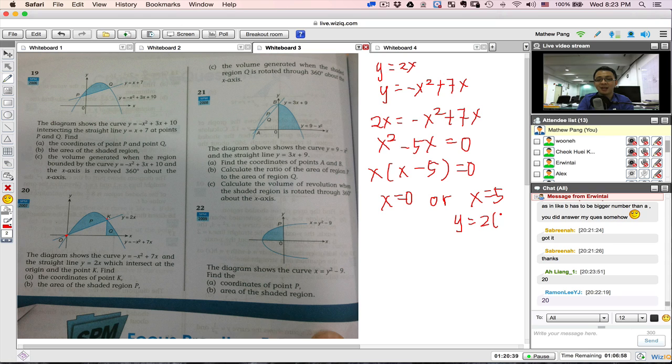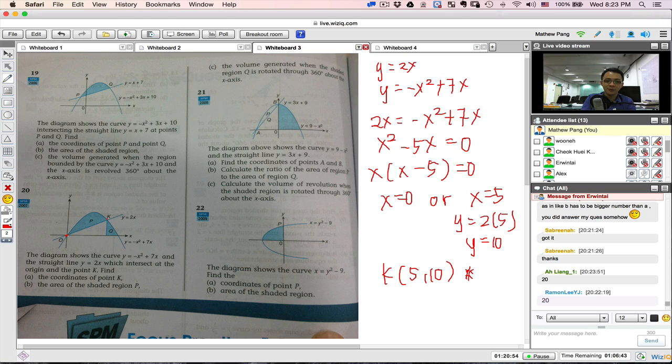2, 5. So y is just equal to 10. So coordinate k will be 5 and 10. That's all. At least 2 marks to find the coordinate k. So don't think it is so complicated. Just do the simultaneous equation.